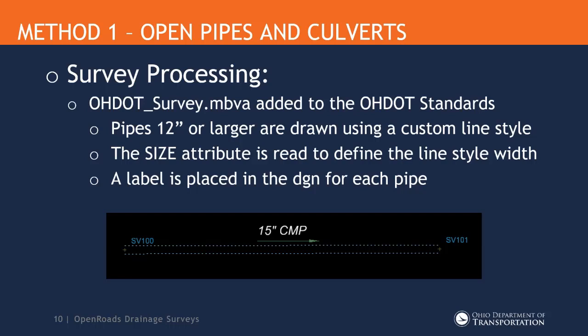And when it's processed, we're going to add an ODOT survey VBA to the standards. And this VBA will run anytime that particular code, CMP, a linear feature, is either drawn or deleted or edited. So it will update the label, update the information. So any pipe that's 12 inches or larger will be drawn using the custom line style. And again, that size attribute is read to define the width, and a label is placed as shown.